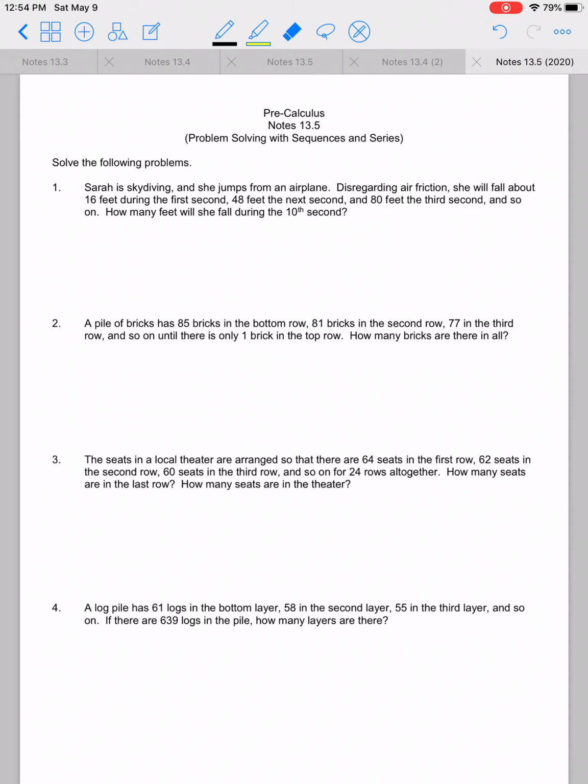Today we're going to talk about applications of sequences and series. Basically the gist of it is you're going to write down the sequence based on the problem and then use your formulas, either finding a term or the sum, to answer the question.